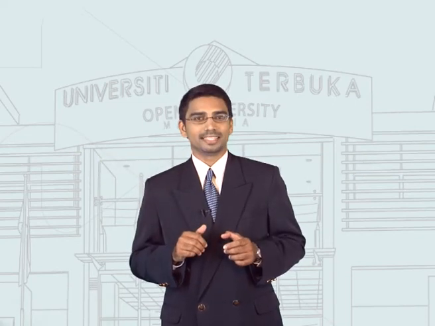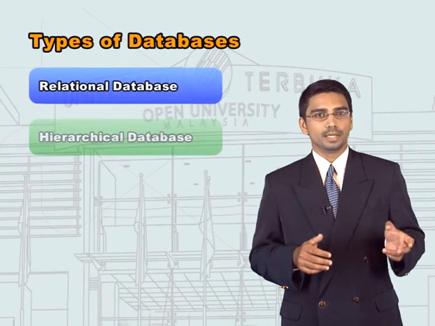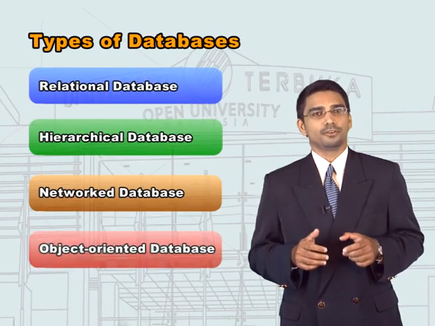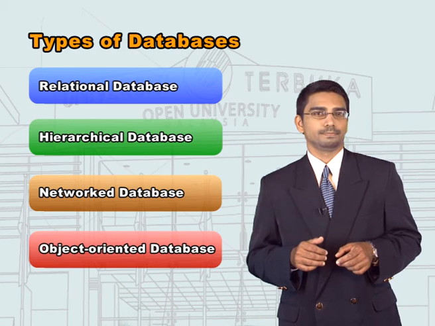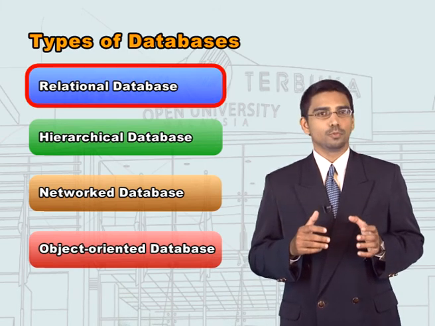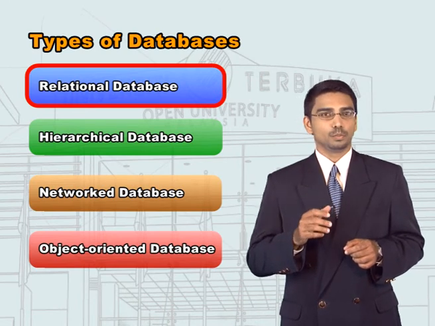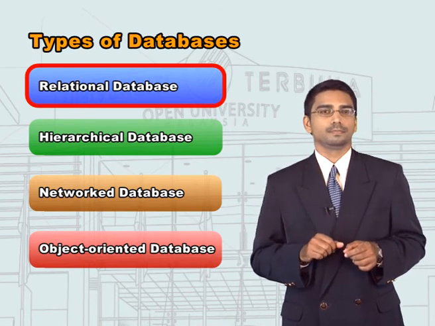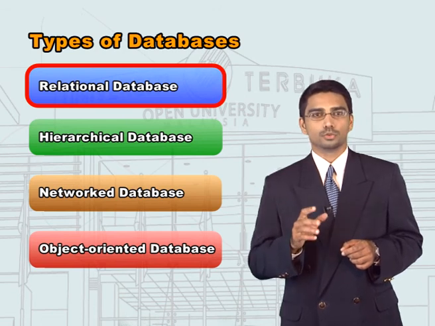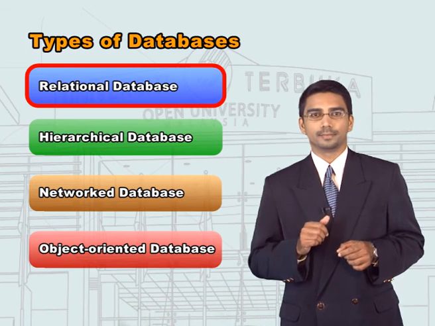Now that we have covered the terms, let's look at the types of databases. There are 4 types of database: relational, hierarchical, network, and object-oriented. The first type, a relational database, is the most widely used today. The data is arranged in a table with rows and columns. Each column constitutes one attribute, and each row constitutes one record.